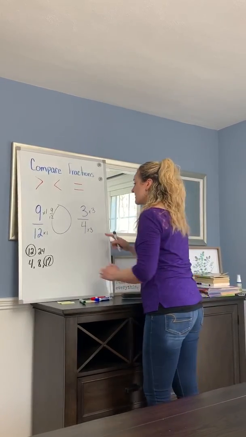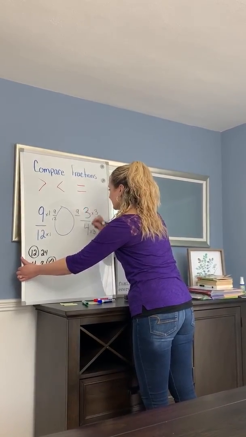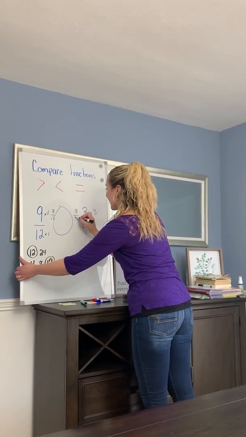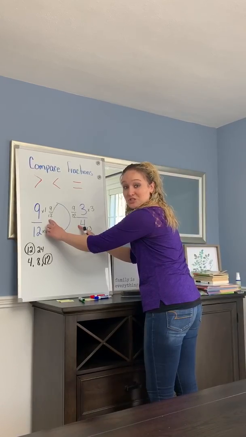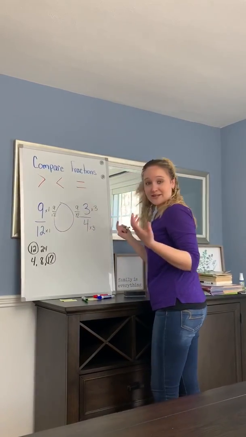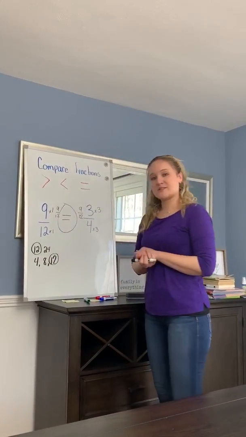You come over here. 3 times 3 is 9. 4 times 3 is 12. Wow, look at that. 9/12 and 9/12. What would your symbol be? Equal then. So 9/12 equals 3/4.